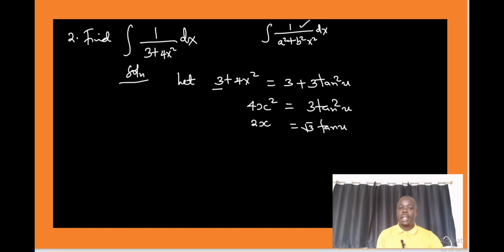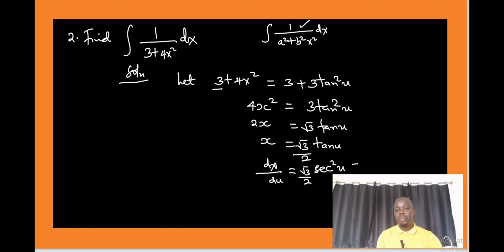You can differentiate directly, or you first make x the what? The subject, so that you have x as root 3 over 2 tan of u, which is our suitable substitution now. And then definitely the dx now becomes root 3 over 2 sec squared u du. And this gives an implication that if you make dx the subject, dx becomes root 3 over 2 sec squared of u du.